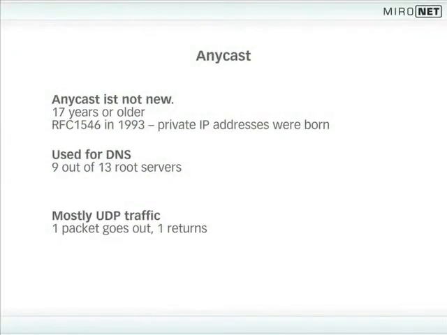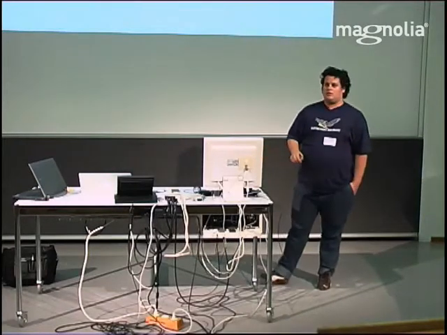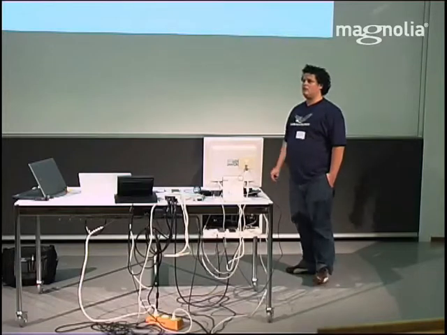Anycast is not new. It's not magic, and it's not new. It's about 70 years old, or as old as the internet itself. The first RFC I found on Google with the term Anycast in it is RFC 1546, written in 1993. That's when private IP addresses were born. So it's pretty old. Today it's already used for DNS at big scale.